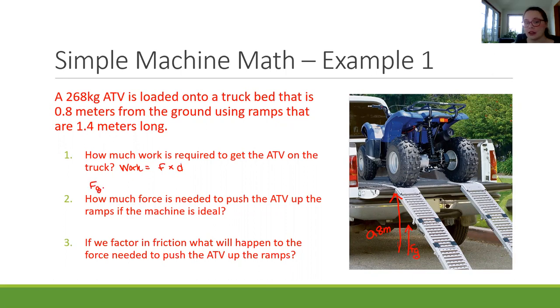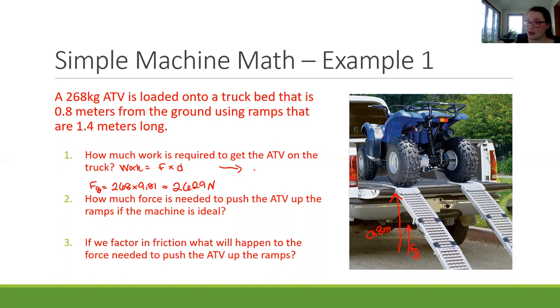Force of gravity is the force I'm working against. So it's 268 times 9.81. Let me turn to where I've actually calculated this rather than putting it in my calculator again. It gives me 2,629 newtons. It's quite a bit of force. How much work do I need to do? Well, let's figure that out.